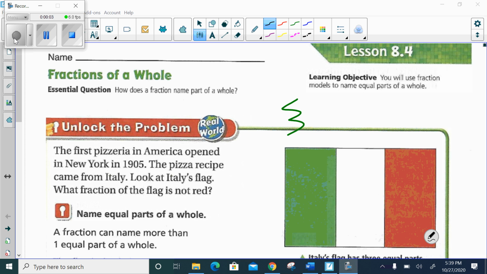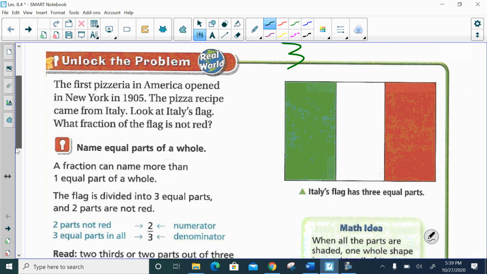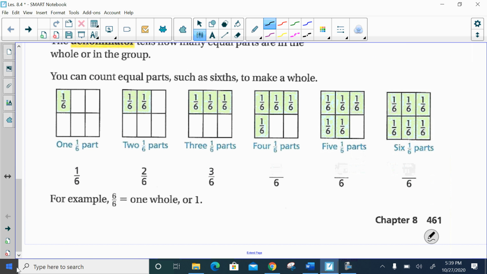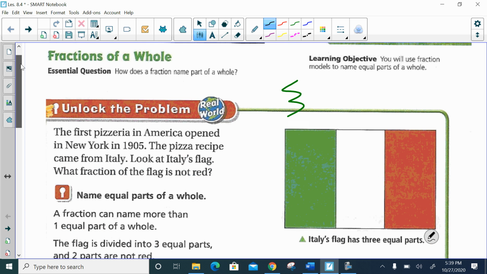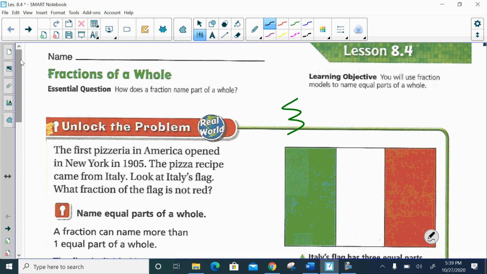Okay, Brandon, here we go. We're going to do fractions of a whole. I need you to turn your book to lesson 8.4. Okay, it is page 461. Okay, I hope you've been doing the other two lessons. If you don't understand the other two lessons, we did 8.1 and 8.3. We skipped 8.2. If you don't understand, you need to contact me. All right, kiddo, here we go.